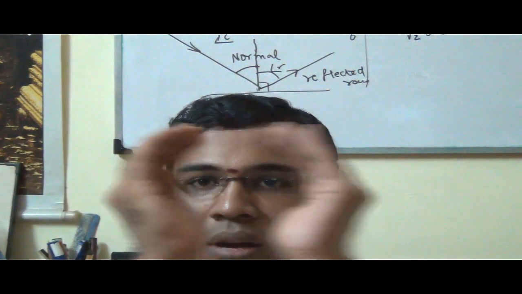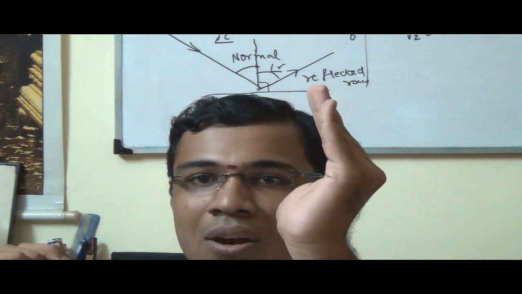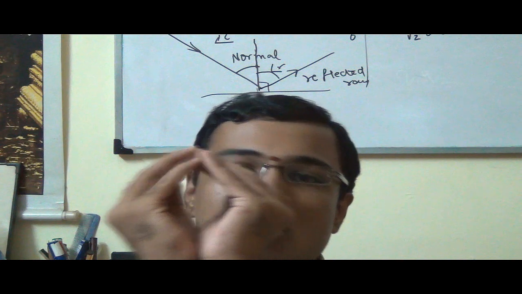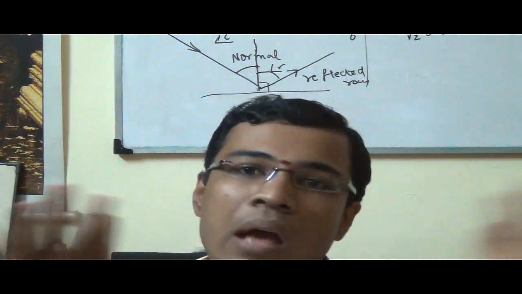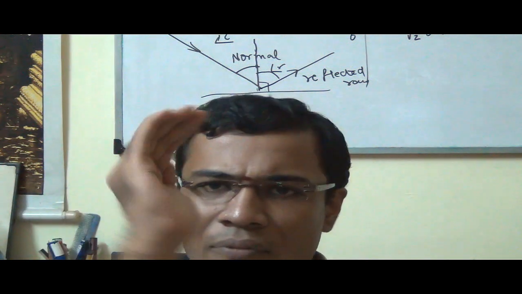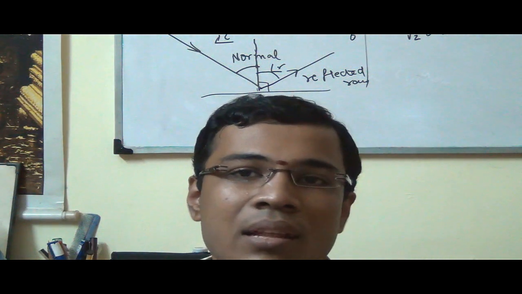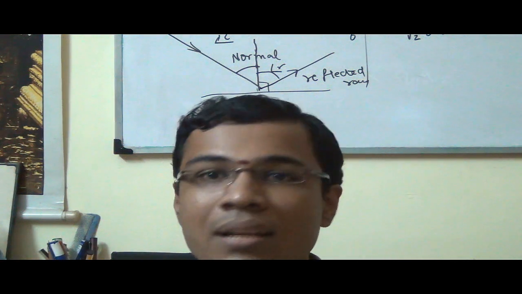The sphere is cut into equal halves. So one half is like this, the other half is like this. Yes or no? That is how spherical mirrors are made. So a ball of mirror is cut, half or a quarter or whatever it is, and it forms a part of a sphere. That is how spherical mirrors are made. Yes or no?